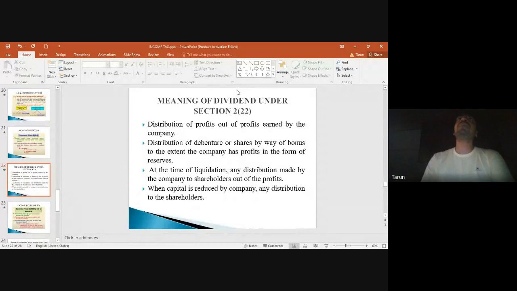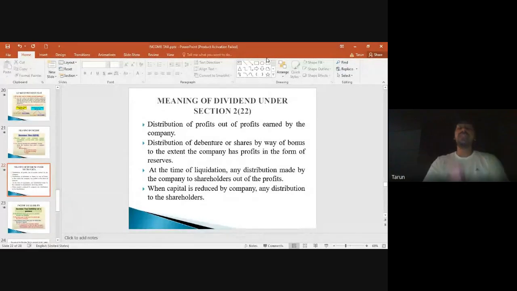At the time of winding up, if you are still getting any profit, or the company is distributing any profit among the members of the company, the employees or employers of the company, that is also called dividend, and that is also considered as dividend under section 2 subsection 22 of the Income Tax Act. This applies when any capital is reduced by the company or any profit is distributed to the shareholder.